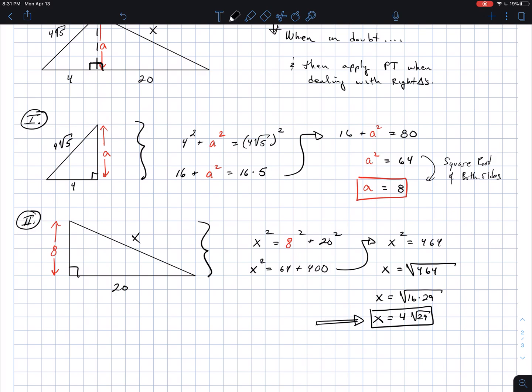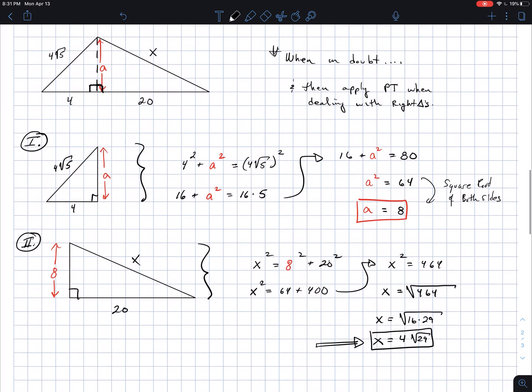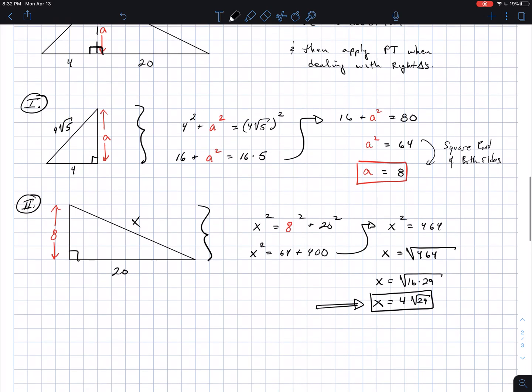So now that we know what the altitude is, we can now find what x is. So I simply set it up again with the Pythagorean Theorem. The hypotenuse squared equals the sum of the two legs squared. So that's x squared equals 8 squared plus 20 squared. That's 8 squared is 64, 20 squared is 400. I combined the two, then I took the square root, and then I broke them up into perfect squares. I'm looking for perfect squares.